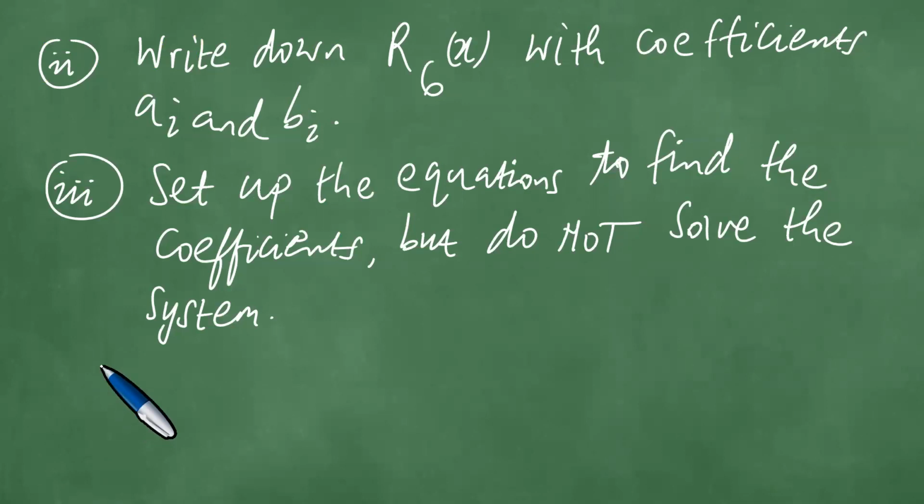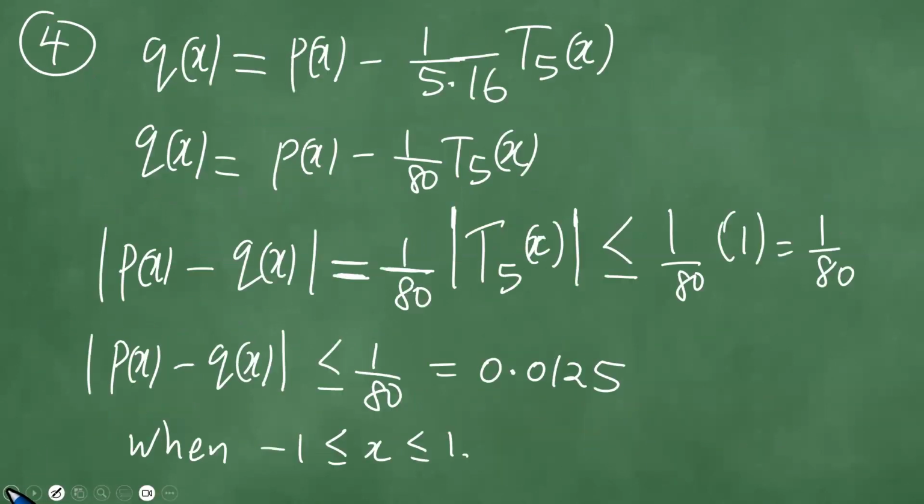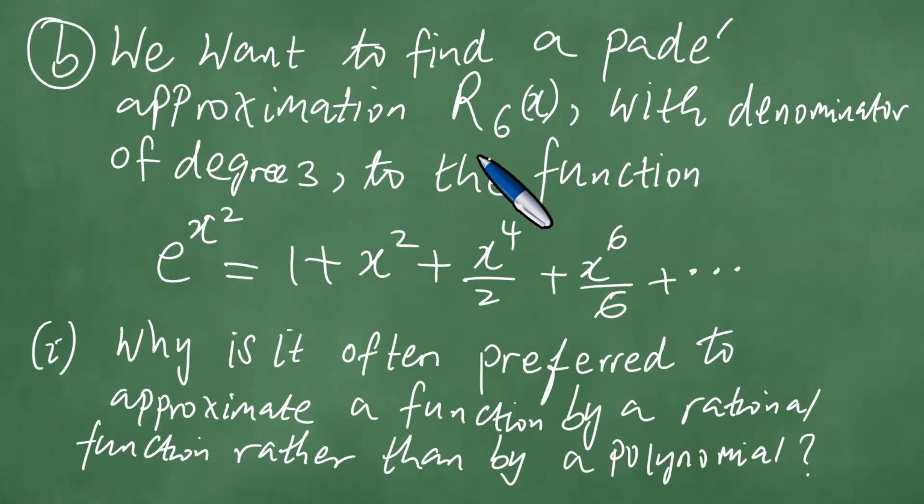Okay, now to set up the equations, we proceed as follows. First things first, we need to understand that you have the AIs at the top and the BIs at the bottom. So with that said, what do we then do here? Because if you look at this question, they're saying we want to find a Padé approximation R6 with denominator of degree 3 to the function this. So we have been given this function, e to the x squared.